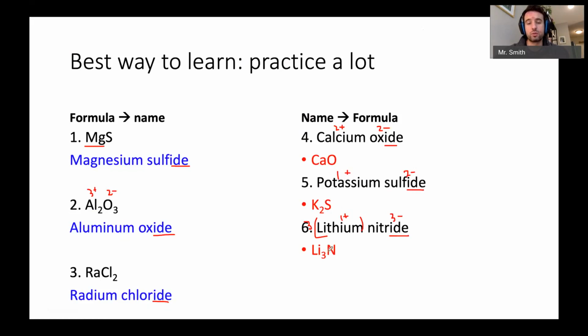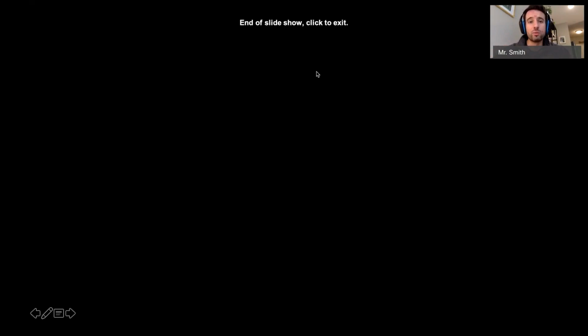Notice that the subscript comes after the letters of whichever element. So for example, this 2 here means I have 2 aluminums, and this 3 means I have 3 oxygens. This 3 here means I have 3 lithiums, and this N without a number just means I have 1 nitrogen. Great. Hopefully that helps with our understanding of this stuff.